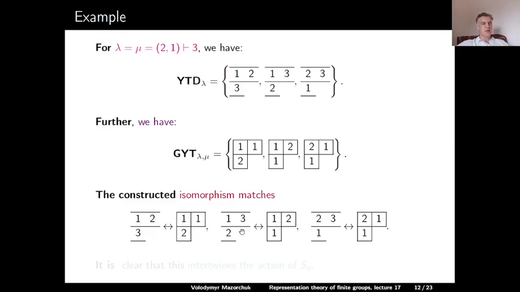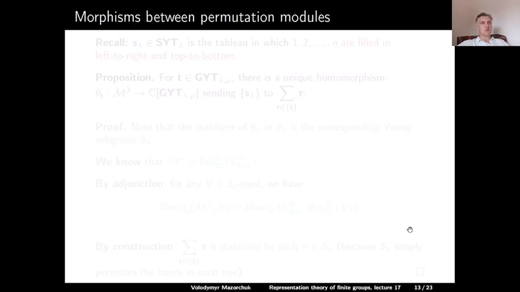So the tabloid 1, 3, and 2 is matched with the tableau 1, 2, and 1, because here 1 and 1 are in the boxes numbered by 1 and 3 in S lambda. And finally, 2, 3, and 1, the tabloid, is matched with 2, 1, and 1, the generalized Young tableau. And it is very clear that this matching intertwines the action of the symmetric group Sn directly by definition. So now let us construct some morphisms between permutation modules.